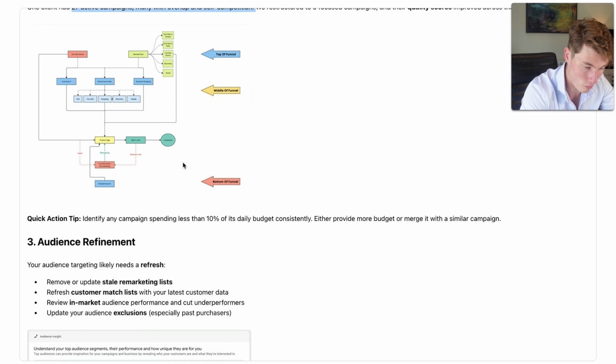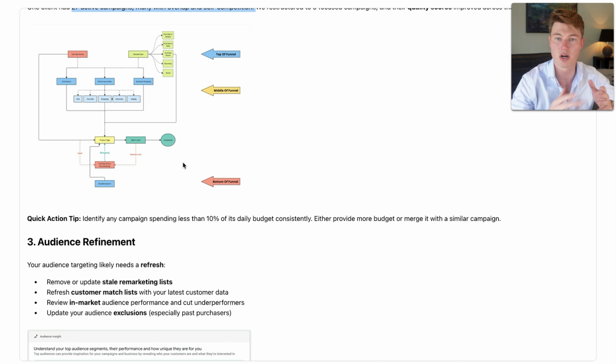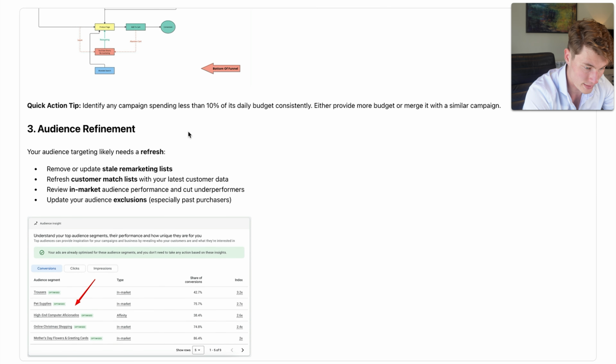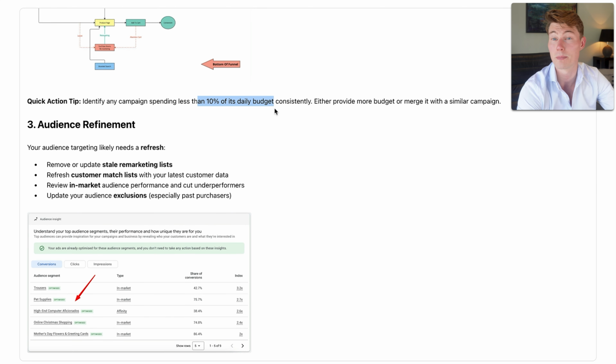And here's a little diagram of how we like to structure accounts. Top of funnel, middle funnel, bottom of funnel. We're not just targeting one part of the funnel in isolation. We like to think about it in a full flowing way. And if there are any campaigns that are seriously not spending budget, you obviously want to identify why, but potentially also consider just pausing them and giving a working campaign more budget.